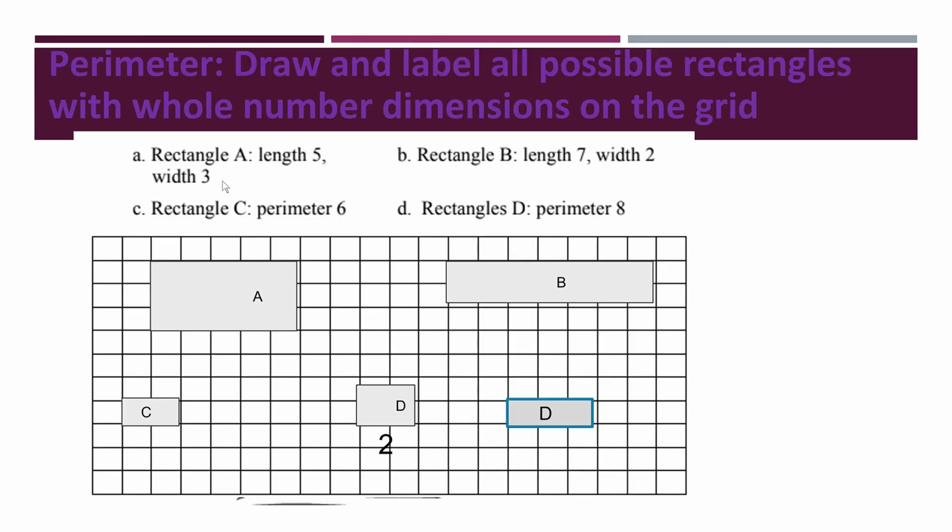Okay, here we go. The perimeter. I want you to draw and label all the possible rectangles with whole number dimensions on the grid. So for A, we're looking for the length to be 5 and the width to be 3. So here we go, 5 and 3. For B, 2 and 7, 7 and 2. For C, we'll have 2 and 1. For D, 2 is already there, and the other one is another 2. And for D, we have 3 by 1. Very good. The perimeter will equal 8.